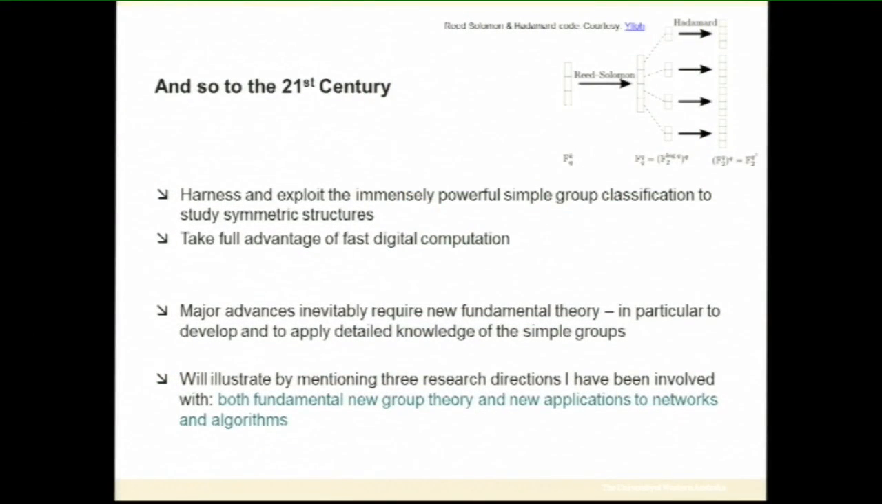We want to harness and exploit the immensely powerful simple group classification to study symmetric structures. And we also want to take full advantage of fast digital computation. Major advances inevitably require new fundamental theory, in particular to develop and to apply detailed knowledge of the simple groups. I will try to illustrate by mentioning three research directions I've been involved with, both fundamental new group theory and new applications to networks and algorithms.